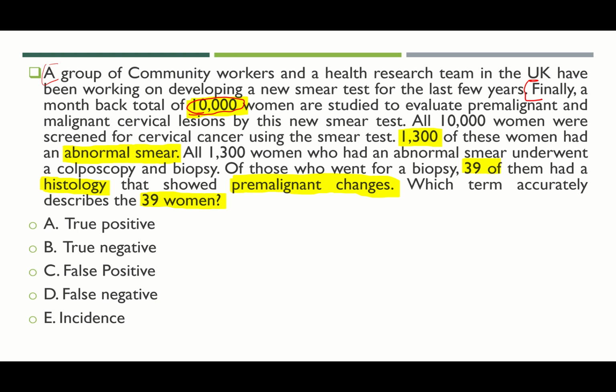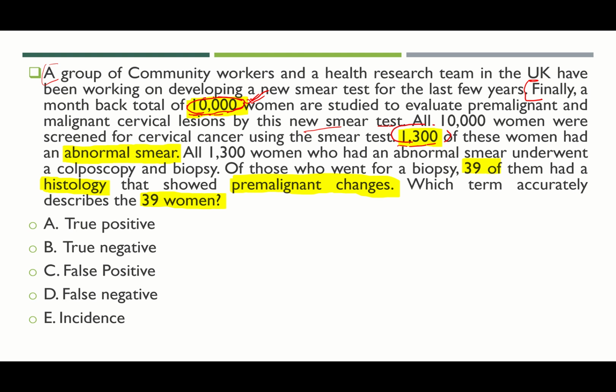Finally, a month back, total of 10,000 women. So you already know this is regarding a study or survey, where the total group of test subjects were 10,000. This is your total number. Okay, so 10,000 women are studied to evaluate pre-malignant and malignant cervical lesions by this new smear test. All 10,000 women were screened for cervical cancer using the smear test.